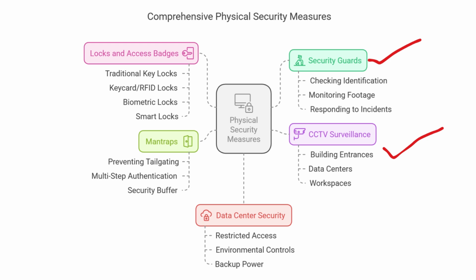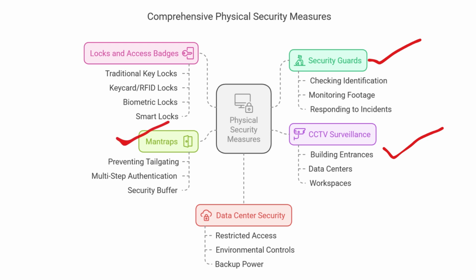Why is CCTV important? Because they deter crime. If people know they're being recorded, they're less likely to attempt unauthorized access. They provide evidence. If an incident occurs, security teams can review footage to investigate and monitor security threats in real time. AI-powered cameras can detect anomalies and send alerts instantly. The best practice is that CCTV cameras should be placed in strategic locations, not just at entrances, but also inside sensitive areas like server rooms.